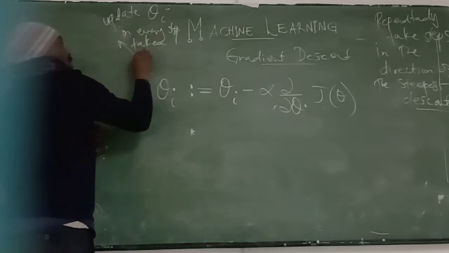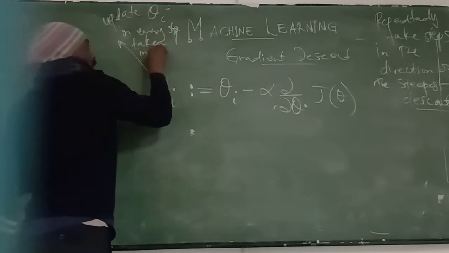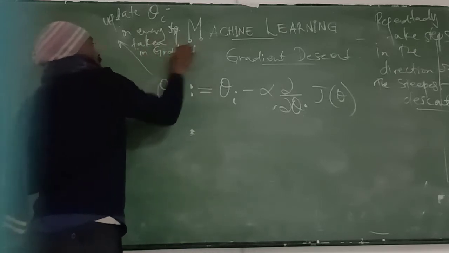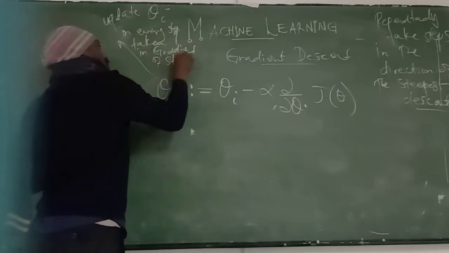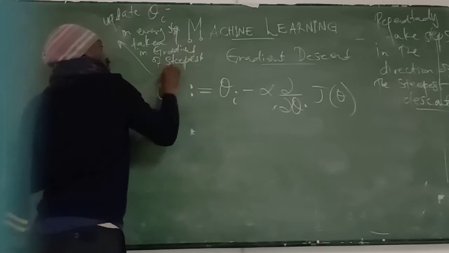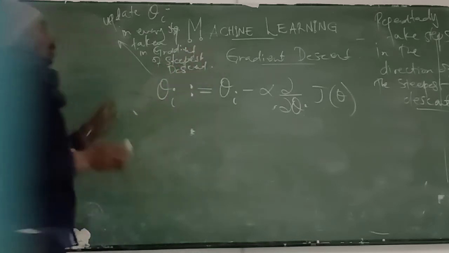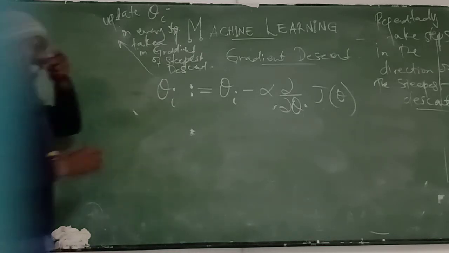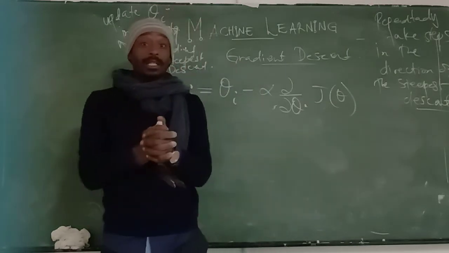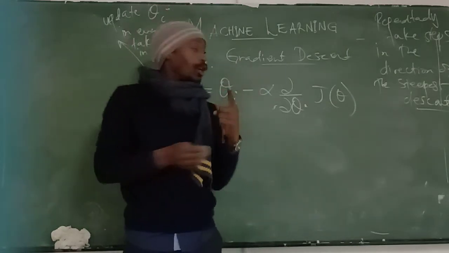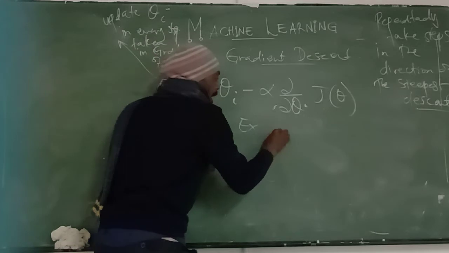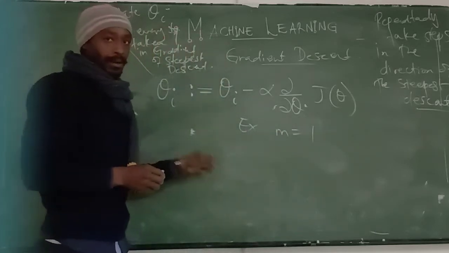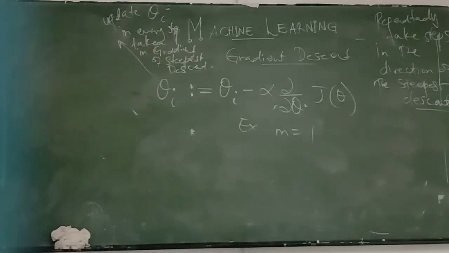In every step taken in the direction of the gradient, this is the algorithm that will govern that. Let's say, for an example, we have only one training example. So in other words, m is equal to 1.